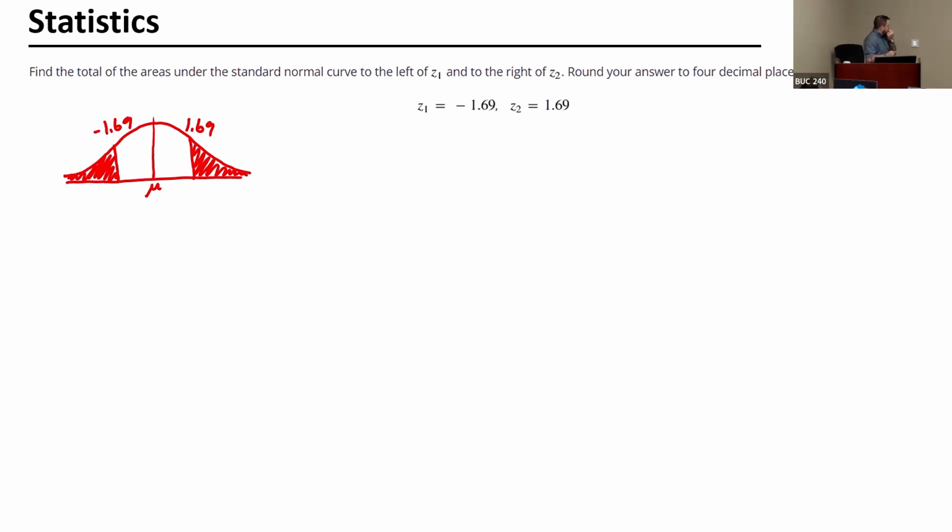Find one, and then what? They will be the same. It's symmetric. If I find one, they're symmetric, but that means what? If I find one, I've only got the area of one of them. So what do I need to do? Multiply by 2. Very good.